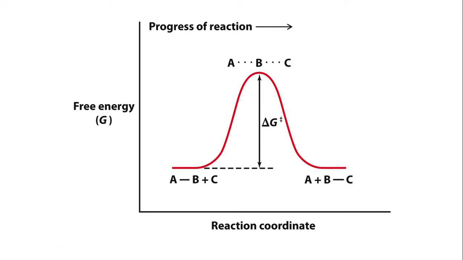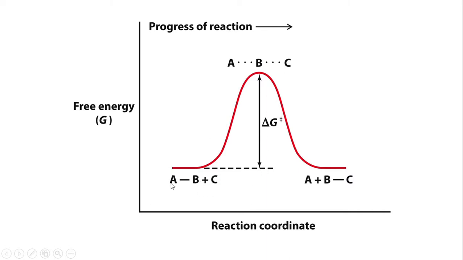And what we're looking at here is a reaction that is at equilibrium. When a reaction is at equilibrium, the energy of the reactants is the same as the energy of the products. So we have equilibrium here, and at equilibrium, the change in delta G, which is reflected here, is 0.